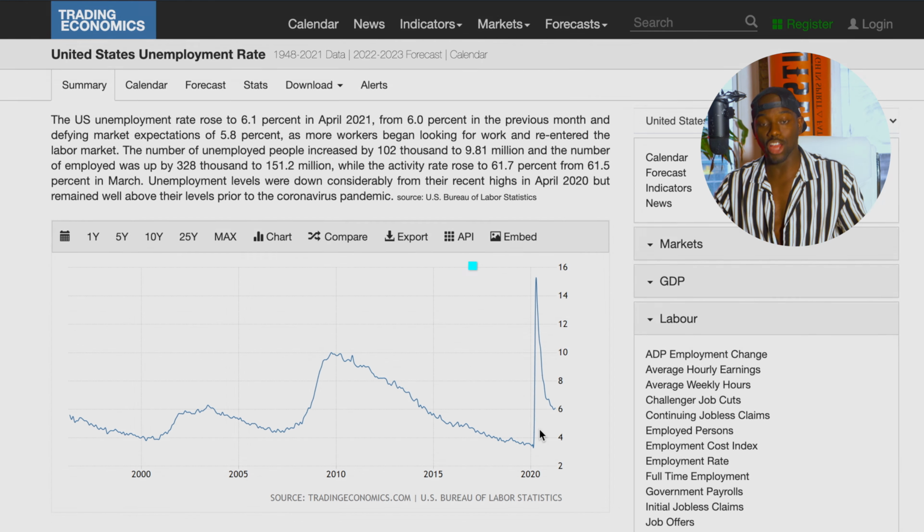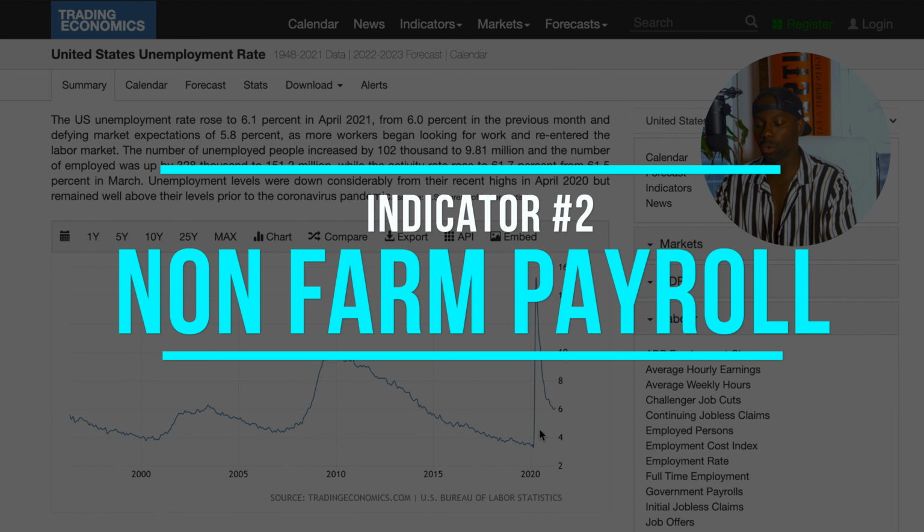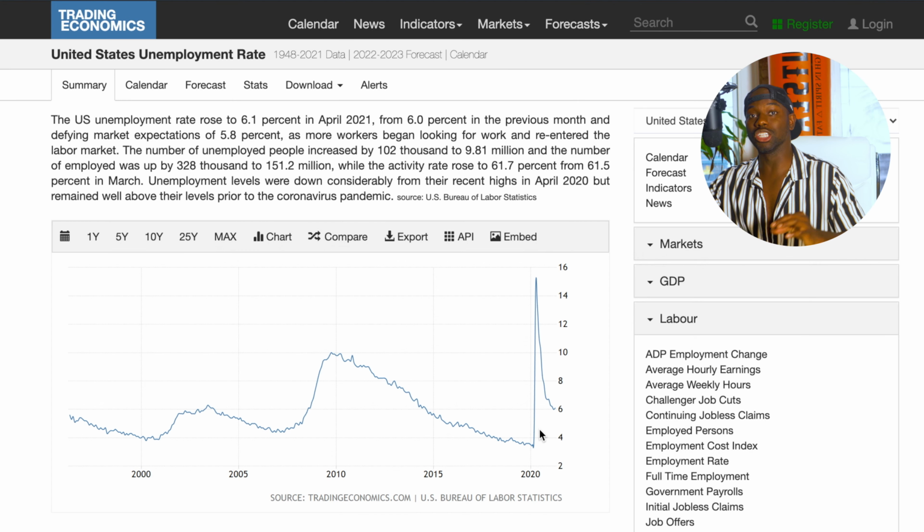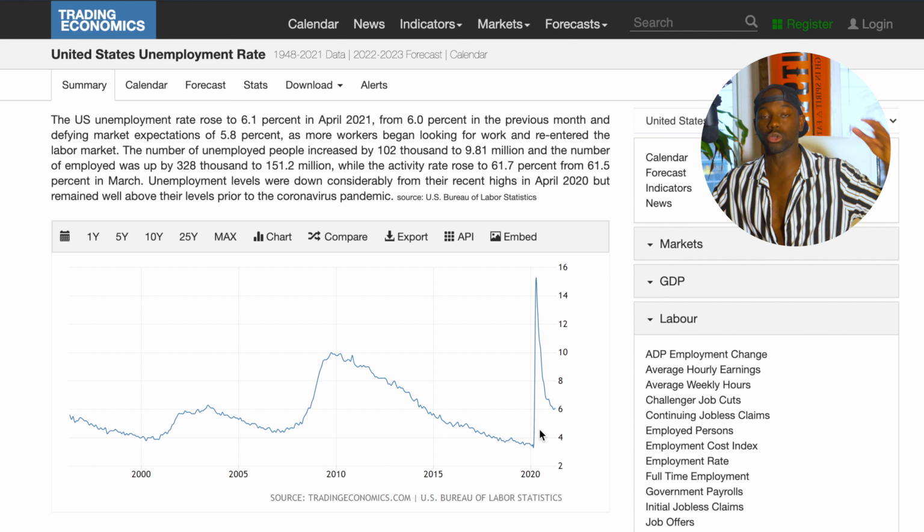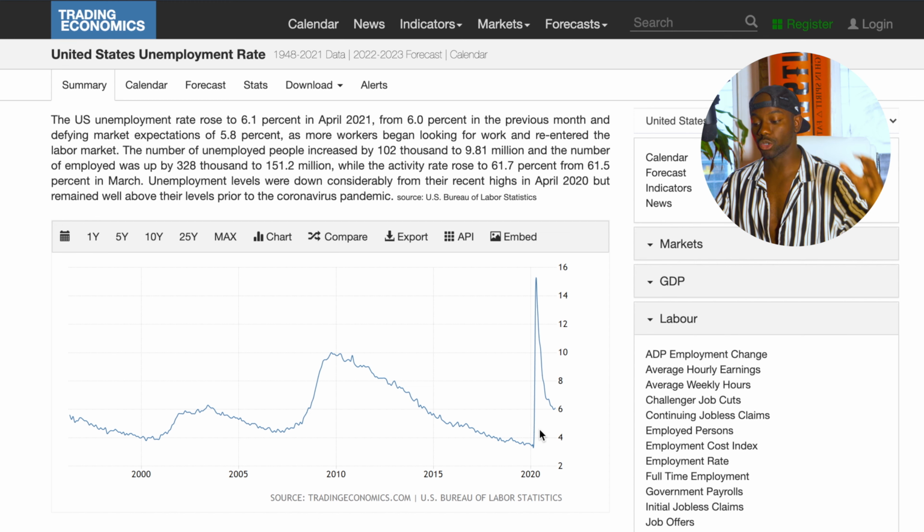Okay, so next, non-farm payroll. Everyone knows how important non-farm payroll is. Non-farm payroll has actually lost its significance over time. So back in 2012, 13, 14, 15, okay, I was trading FX back then.